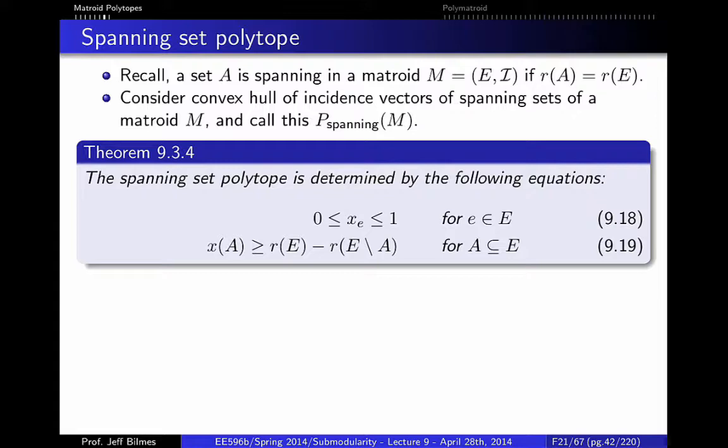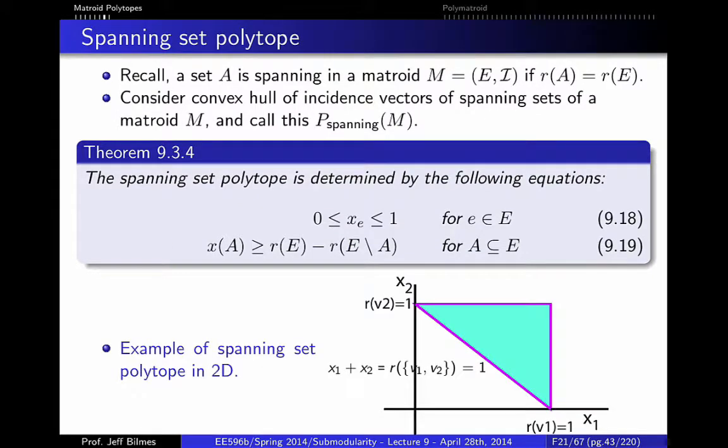And so the spanning set polytope is actually determined by the following equations. First of all, it lives within the 0, 1 hypercube, which is what that first thing says. And then secondly, it has to satisfy this inequality. So it's a lower bound. So what might this look like? Let's look at it in the case of the 2D matroid. It's basically this little green region here. Remember, it's sort of like the complement, not surprisingly. Before we said that the independence polytope was this pink region, and now the spanning polytope is this green region.